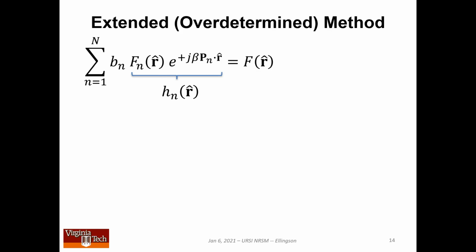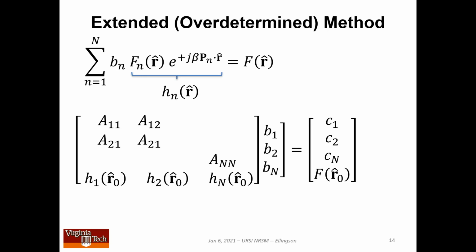Just to elaborate for a moment on this extended method, consider this. Here's the expression for array pattern from earlier in the presentation. For brevity, let everything other than b sub n in each term be represented by the factor h sub n, which is a function of direction.